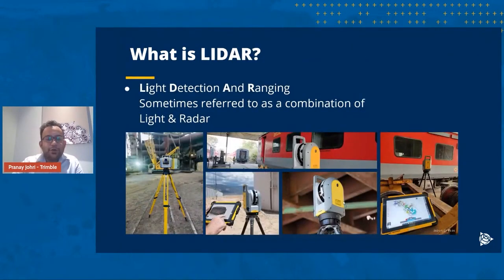And when we talk of laser scanning, this word we hear quite a lot of times: what is lidar? There is lidar technology. There are airborne lidars, there are mobile lidars, there are terrestrial lidars. So LiDAR is basically a combination of light and radar, and we call it light detection and ranging.